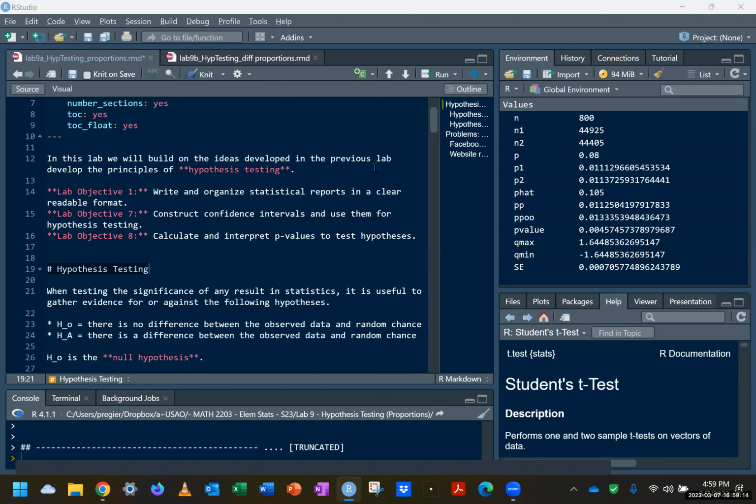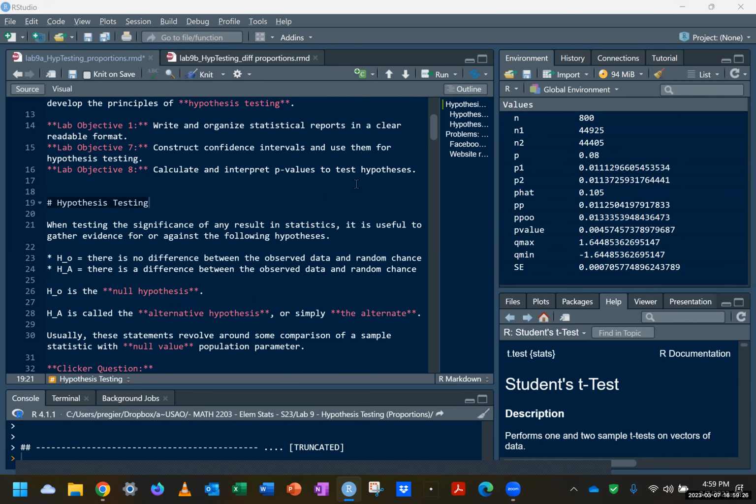So hypothesis testing is the way we do inference. It's the way we test whether a sample statistic corresponds with a population, so some kind of population parameter. Our null hypothesis always says there is no difference between what you observed and random chance. And so there's no difference between the observation of this data and something that's going on in our population. It's just random. The alternative hypothesis, HA, says there is a difference.